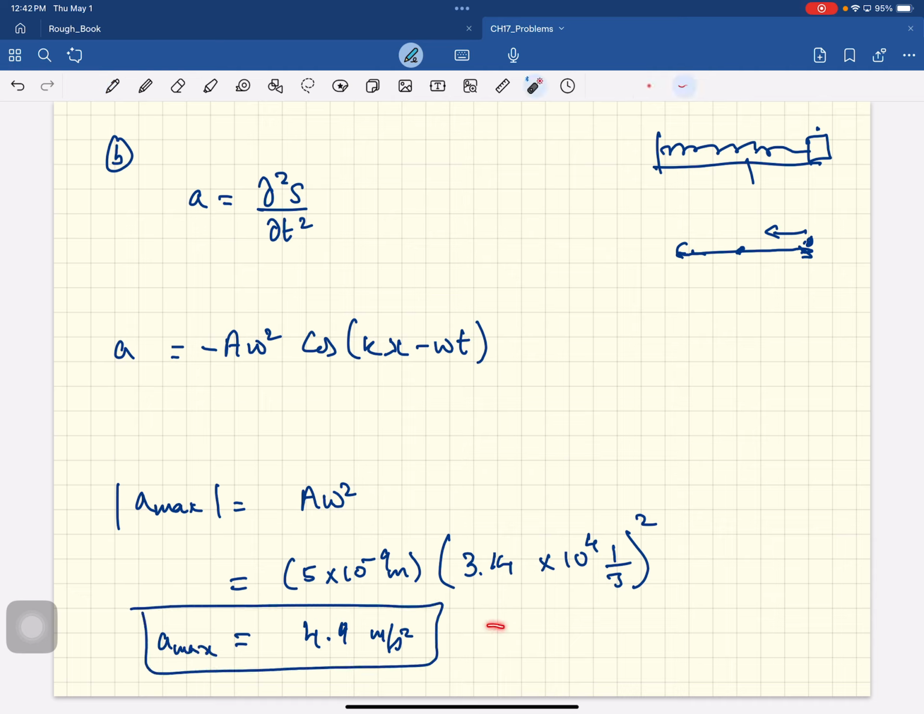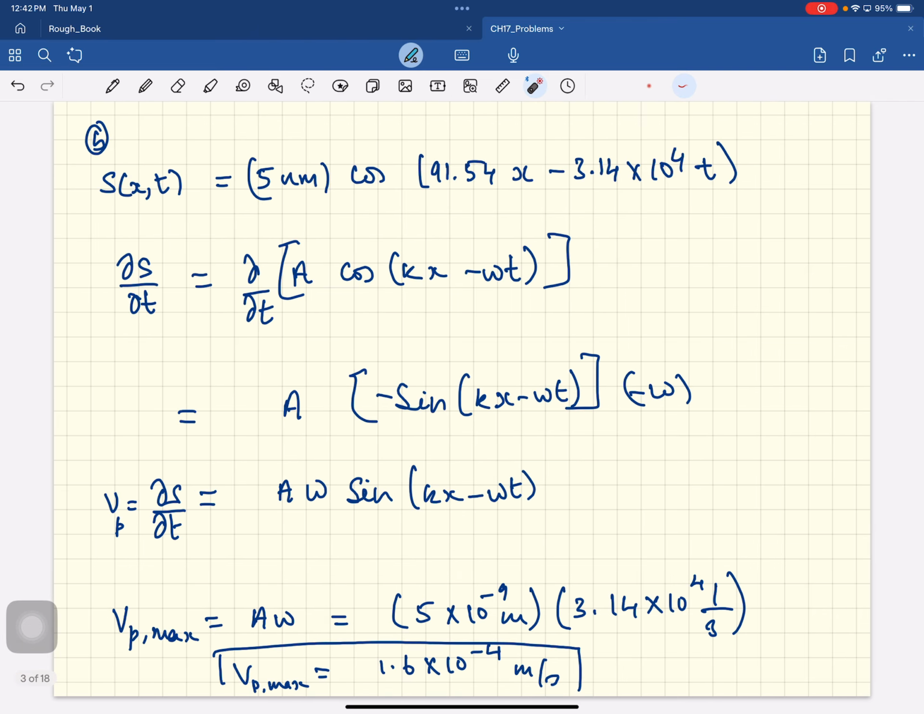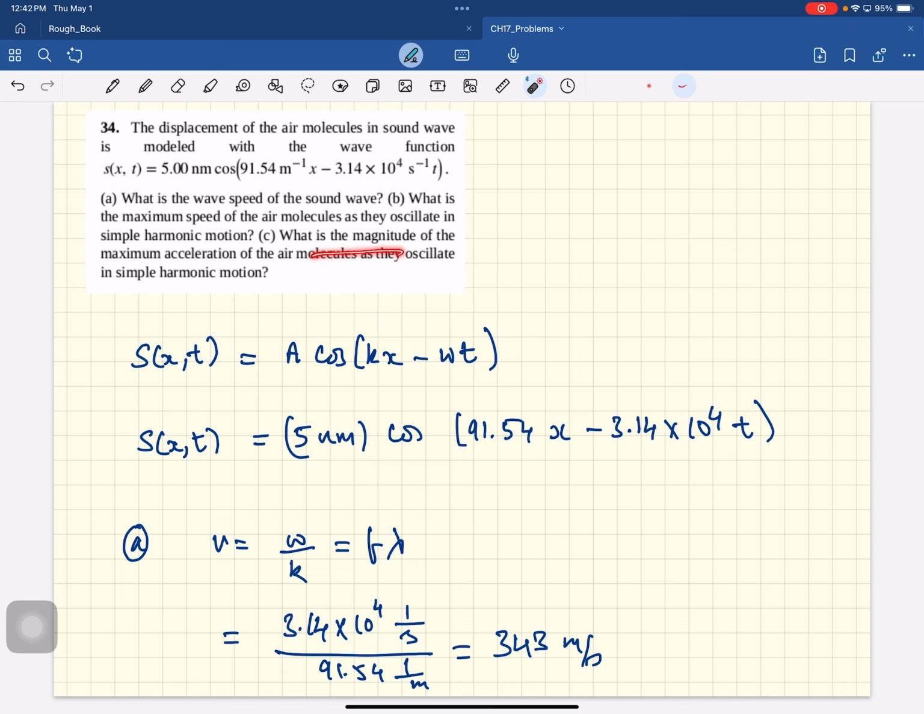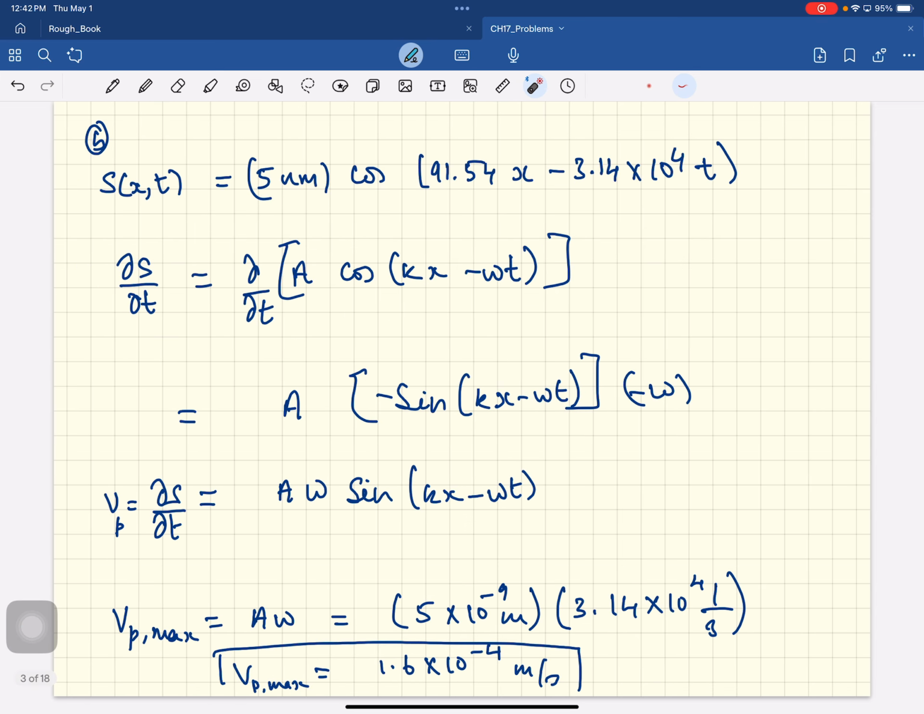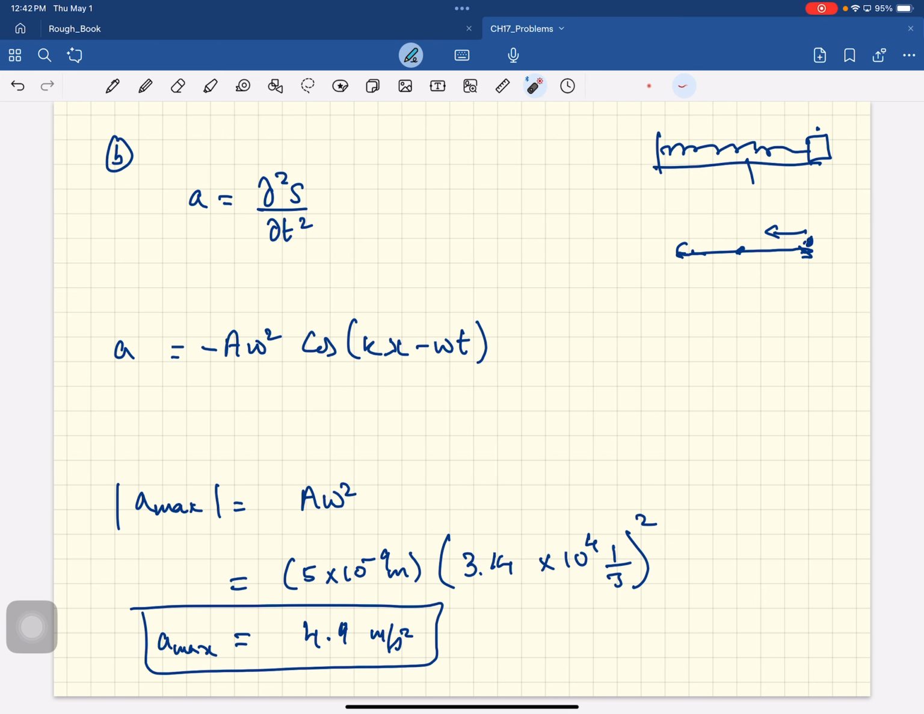Does this acceleration talk to you guys? It's half gravity, 1/2 g. What does that mean? When the air molecule is there, the restoring force is half the weight of the molecule. All right, and what is the magnitude? Also, there is a magnitude. So this is C.